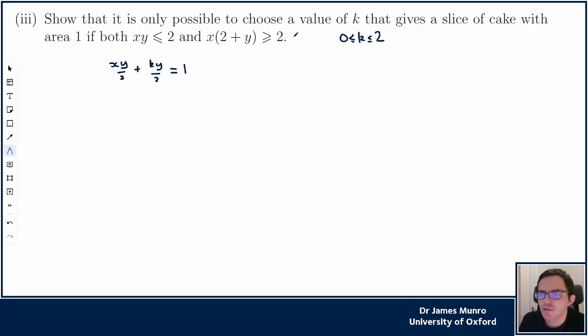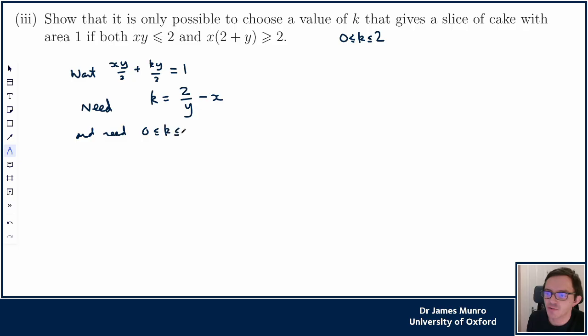Something we can do is to rearrange this in a way. What we were doing before is to rearrange it for y. Now I feel like rearranging it for x. So if y is non-zero, then we can do something like this. And then we can write down the fact that this is between 0 and 2. So technically this is what we want. We would need k to be 2 over y minus x, and need k to be between 0 and 2. So we would need this expression to be between 0 and 2.